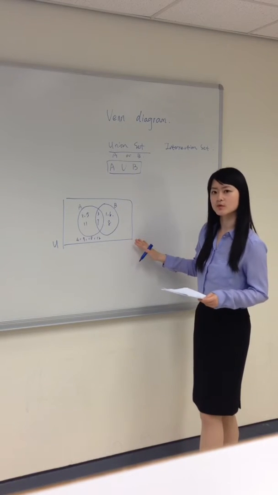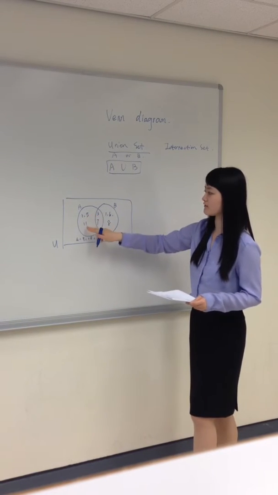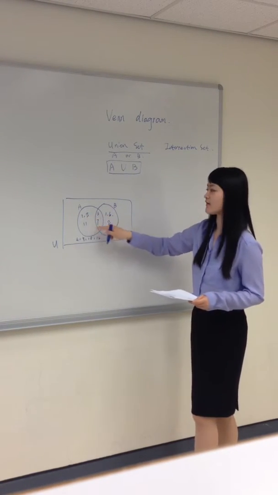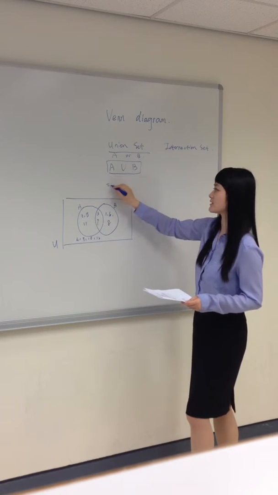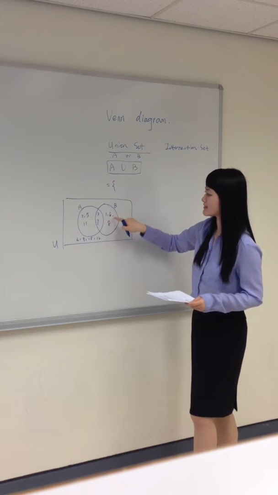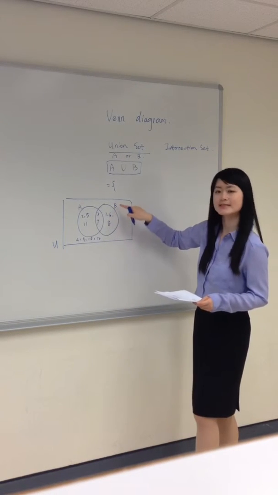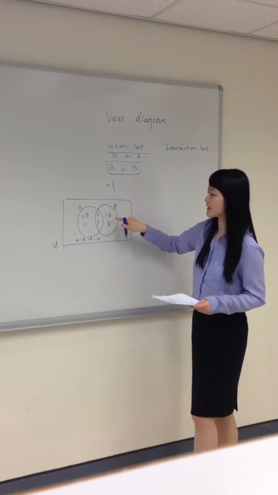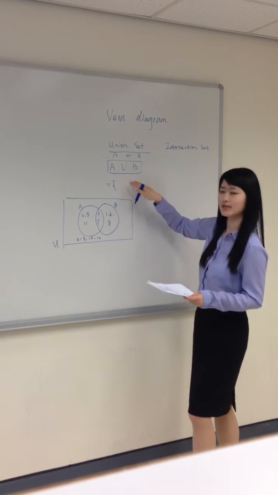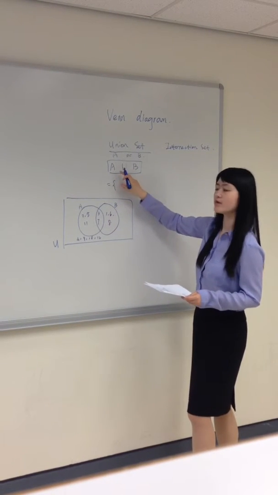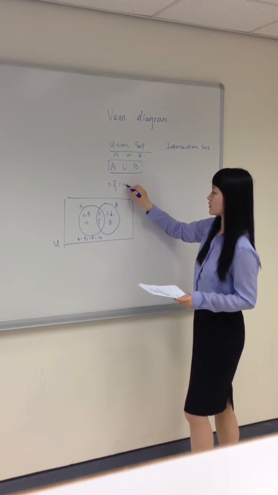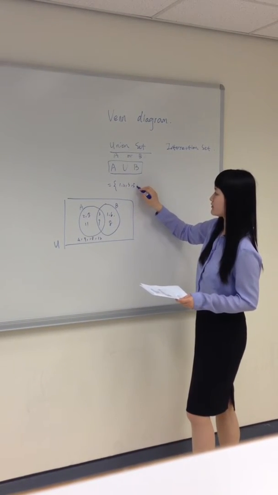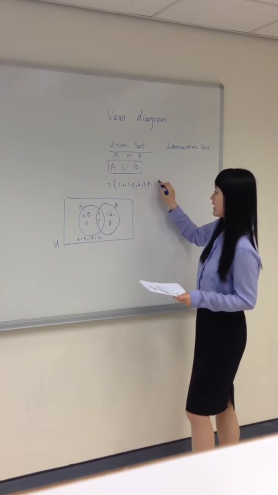In this example, we see 2, 5, 11, 3, 7. These 5 elements are in set A. So these 5 elements will be in this union set. And also 1, 6, 8 are in set B. So these 3 numbers will be in the union set as well. So the union set of A and B will be consisting of 1, 2, 3, 5, 6, 7, 8, and 11.